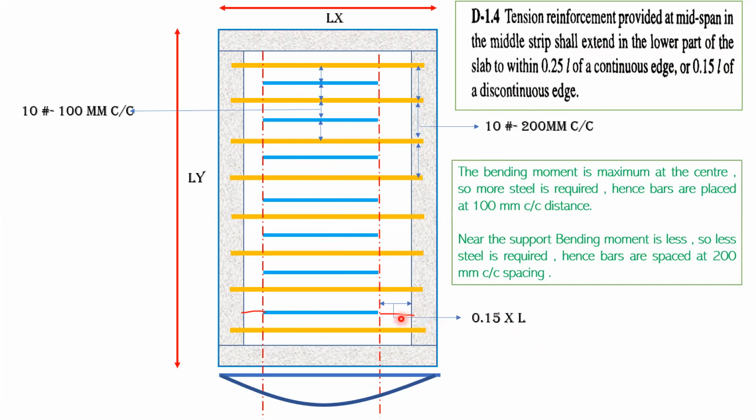From this support, I'm going to leave a space of 1.5 meter, and I'm going to do the curtailment of the bar. So one bar will go full, and the next bar will extend only up to this point. I'm going to give a gap of 1.5 meter from here and from here. On either side, we have to do the same thing. I hope it's understood up to here.